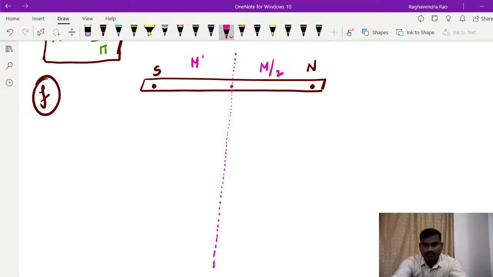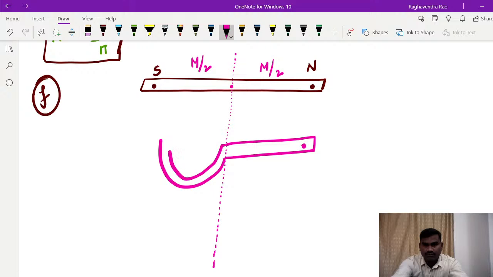This magnetic moment will be m by 2. Now without disturbing this half part, we are bending only this remaining half part, by keeping this part the same. This is north pole, remains the same. Now this part only is bent in the form of a semicircle. Now what happened? This is north, this is south. Again this will become north pole and this will become south pole.